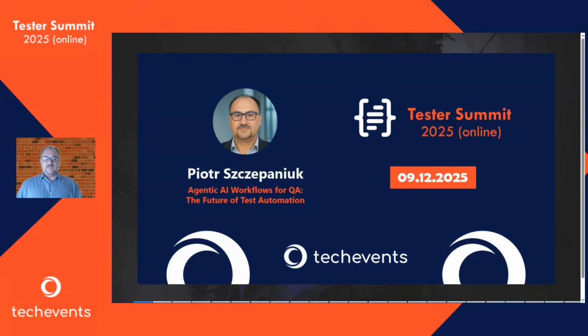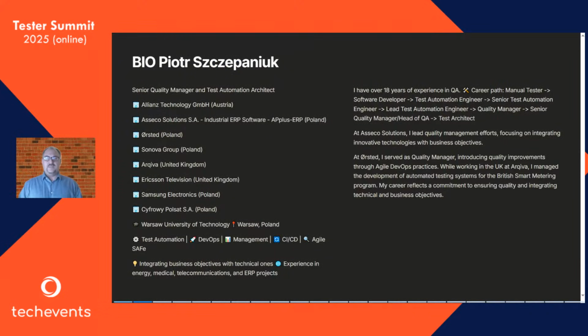Let's start. Let me introduce myself. I have over 18 years of experience in QA. I was on different levels. I started as a manual tester. I've been for a moment a software developer, but most of my career I worked as a test automation engineer. And the last years, I work as a lead or quality manager or even head of QA.